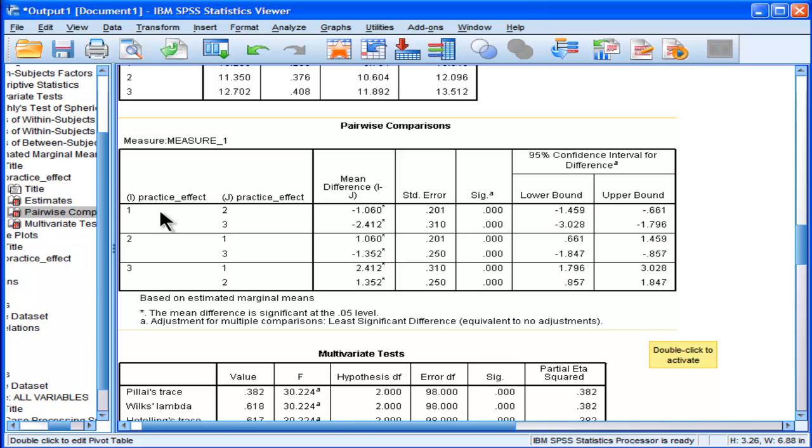So the difference between time 1 and time 2, the mean difference in numerical value is negative 1.06, and it's statistically significant. And then time 1 to time 3, which is the biggest effect, is a mean difference of negative 2.4, also statistically significant. And finally, the difference between 2 and 3 is also statistically significant, with a level p less than 0.001 here.